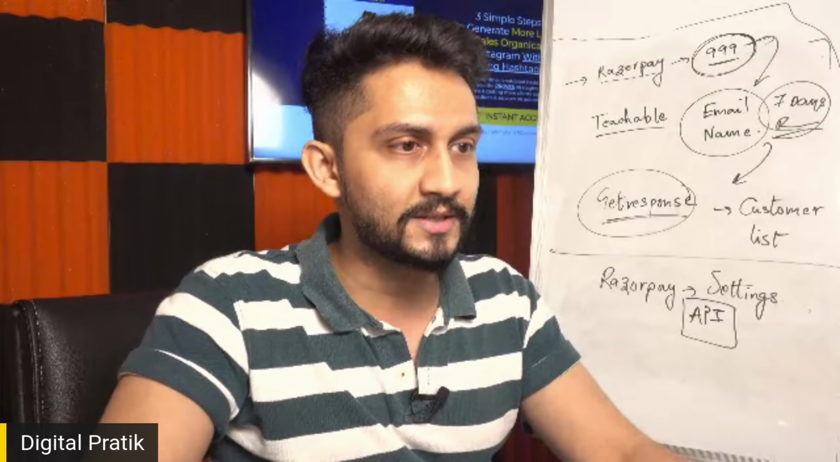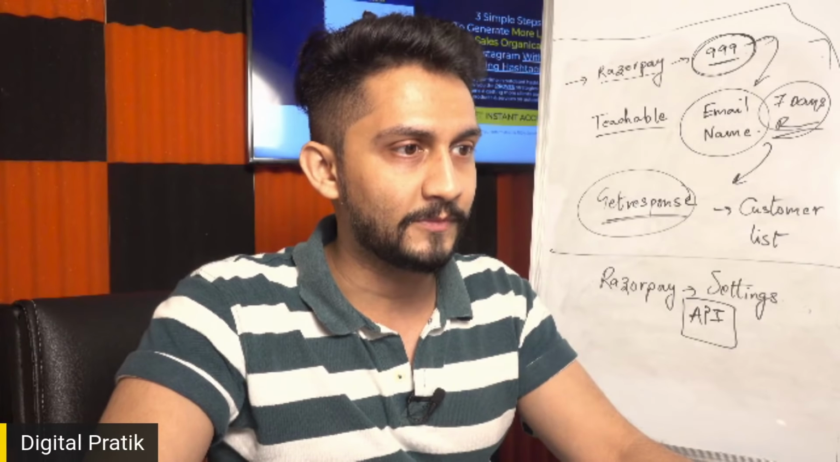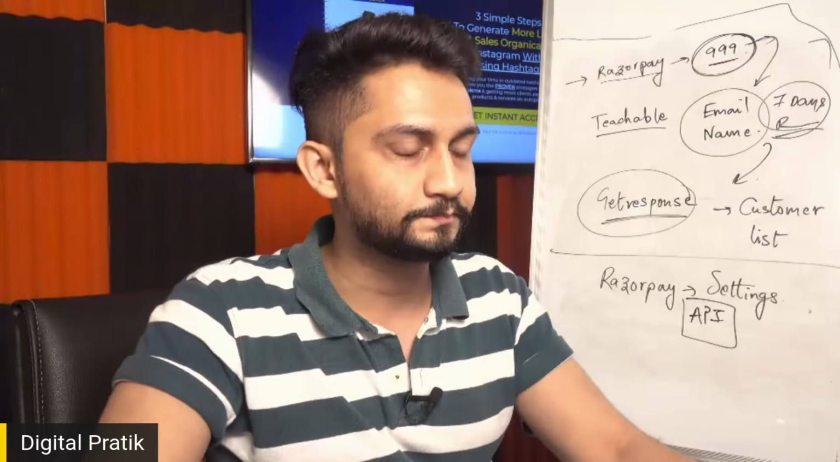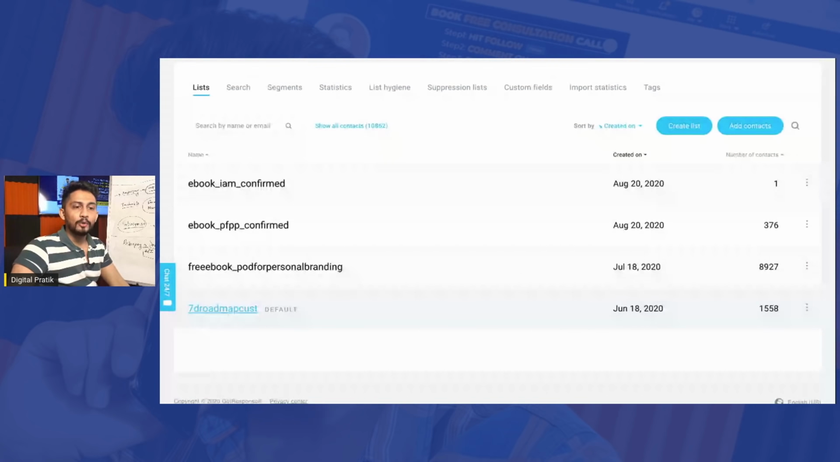So let me just share that screen of GetResponse in a while. So as I mentioned, I closed the enrollments after we had 1,500 participants in this podcast roadmap challenge family. So right now, if you are watching this, you are in this list, 7D roadmap cust. 1,500 plus people are over here. So I can send these people updates anytime. All right. And that's how the list goes on and on and on.